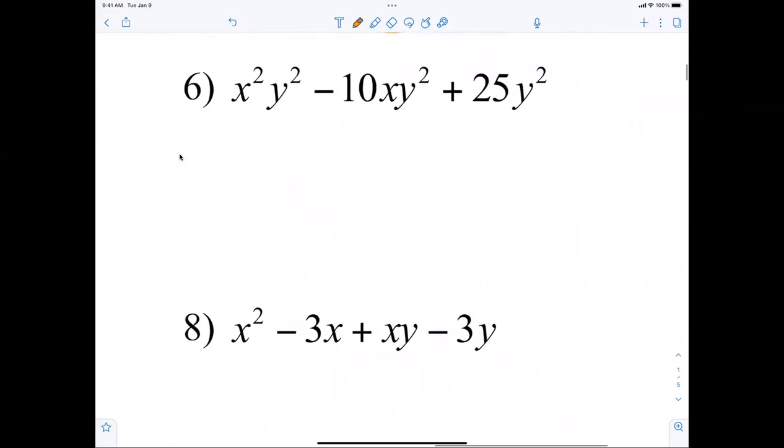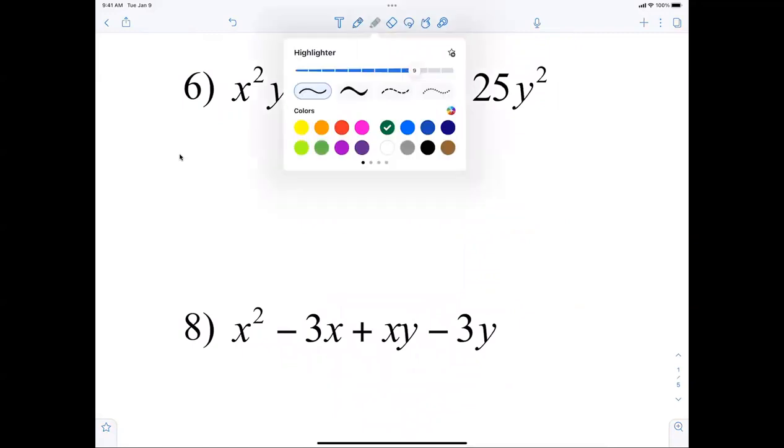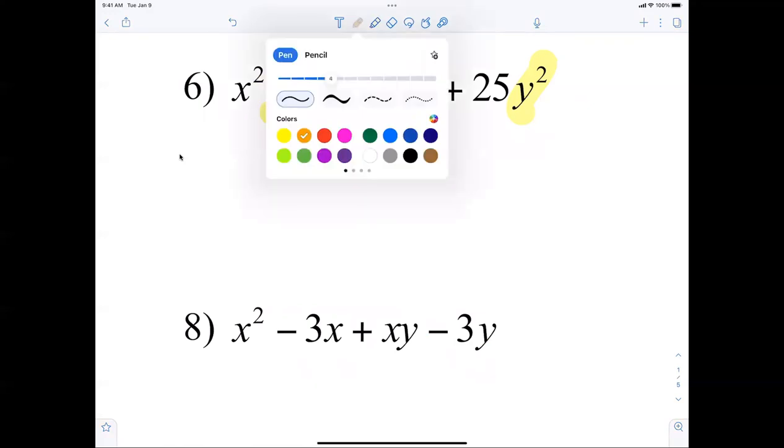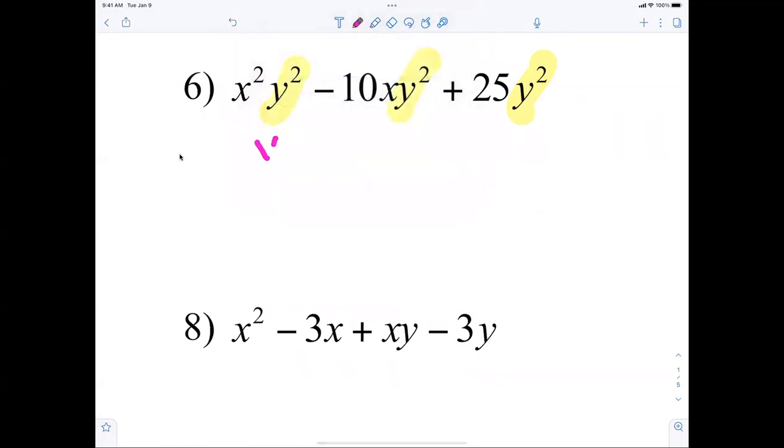All right, here we go. What's common in number 6? What is common in number 6? Y. What kind of y? Y squared. So everybody's going to pull out a y squared. What's left behind? X squared. What else? Negative 10. Negative 10 what? X plus? Plus 25. That's exactly right.